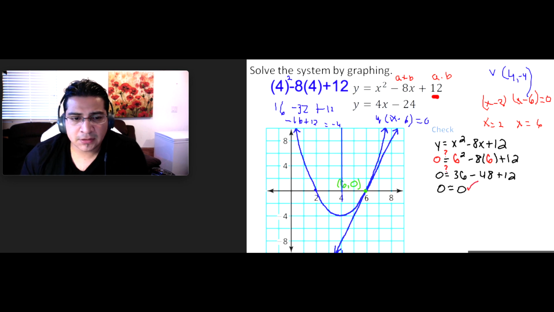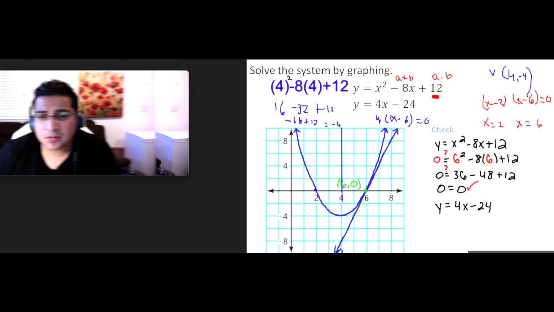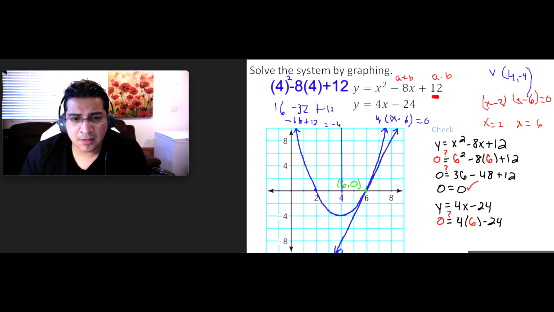Okay, the next thing I'm going to do is the next one, which is right here, y equals 4x minus 24. I'm going to test it to see if the point 6, 0 is a solution. So let's go ahead and do that right now. If you want to do it before me, you can pause the video. So here is my equation, and I'm replacing the same values, which are 0 and 6.